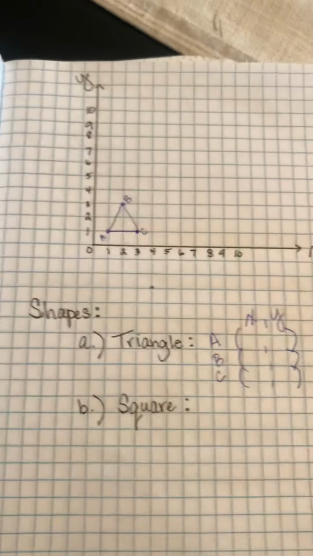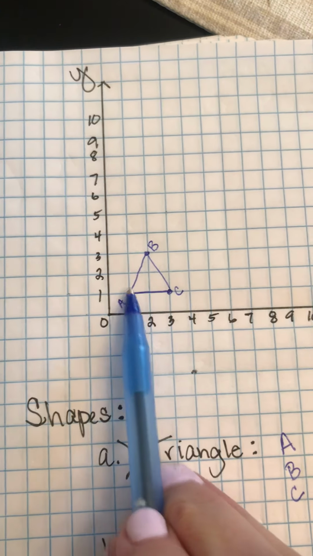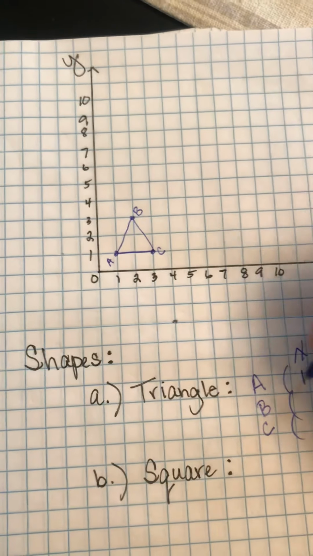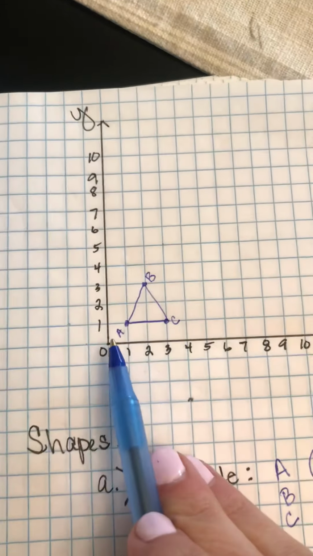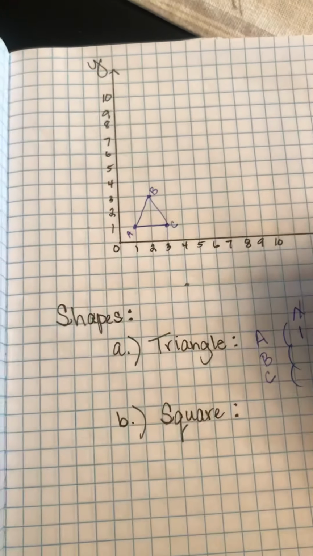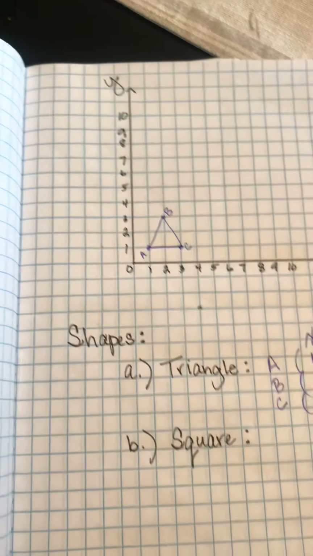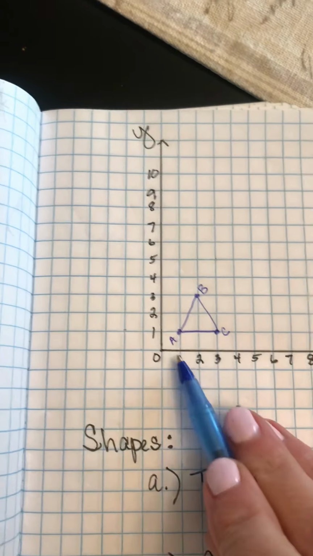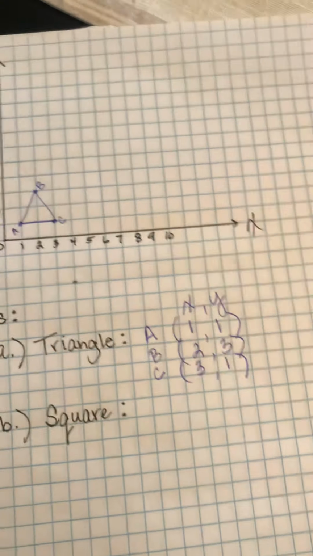Okay? Now, let's do point A. So we're over 1, up 1. Oh, 1, 1. Let's do B. B is over 2, up 3. Cool. So 2, 3. Over 2, up 3. Let's do C. C is over 3, up 1. Over 3, up 1. So there's our triangle.